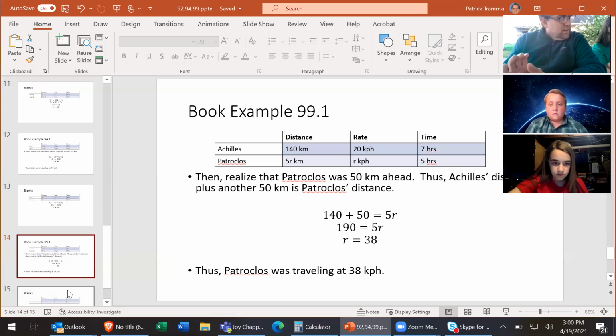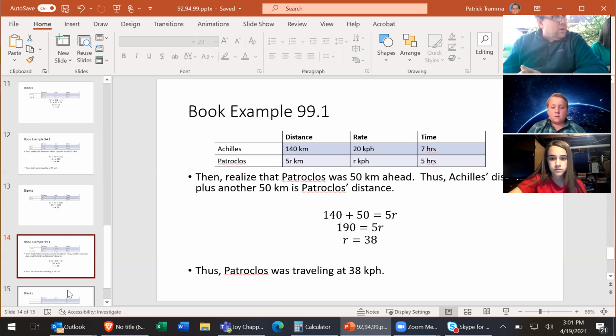Okay, so let's look at 99.1. At 8 p.m., Achilles left camp and headed south at 20 kilometers an hour. At 10 p.m., Patroklos headed south from the same camp. If Patroklos was 50 kilometers ahead by 3 a.m., what was his speed? Okay, so 8 p.m. Achilles left, and we're talking about 3 a.m. So what is 8 p.m. to 3 a.m.? 9, 10, 11, 12, 1, 2, 3. That's 7 hours.